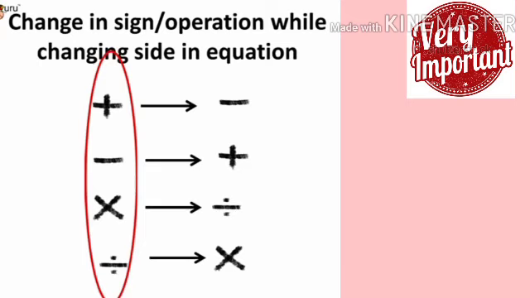Change in sign: operation while changing side in an equation. If the term of plus sign changes to minus sign, minus changes to plus, multiplication changes to division and division changes to multiplication.